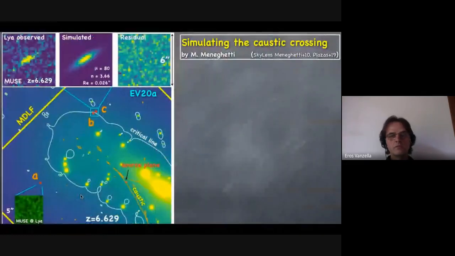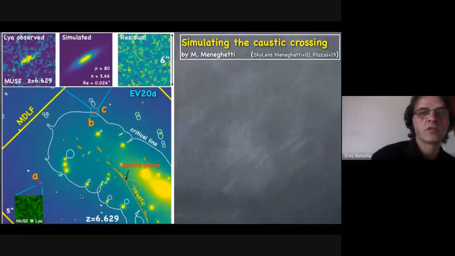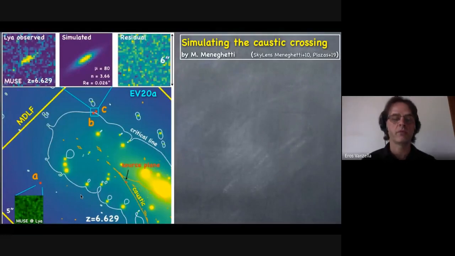So we performed a simulation of the caustic crossing, done by Massimo. And actually, we reproduce quite well what we are observing with the model. Just to make the story short, the point is we are observing two multiple images that are so close to the critical line that they are merging together. The third one is on the other side of the cluster.